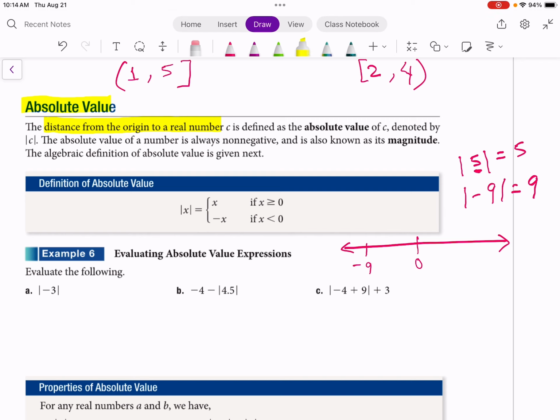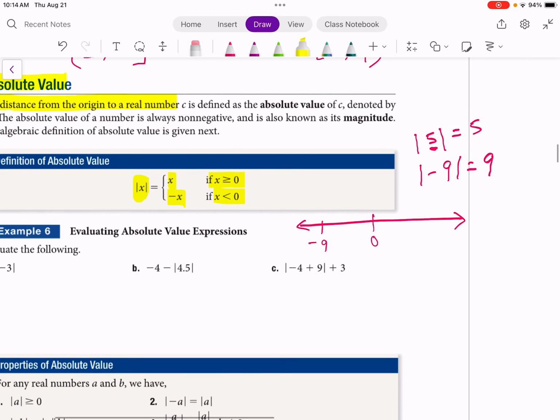So in general, we define the absolute value of x. The absolute value of x is equal to x if x is greater than or equal to 0, and the absolute value of x is equal to negative x if x is less than 0.